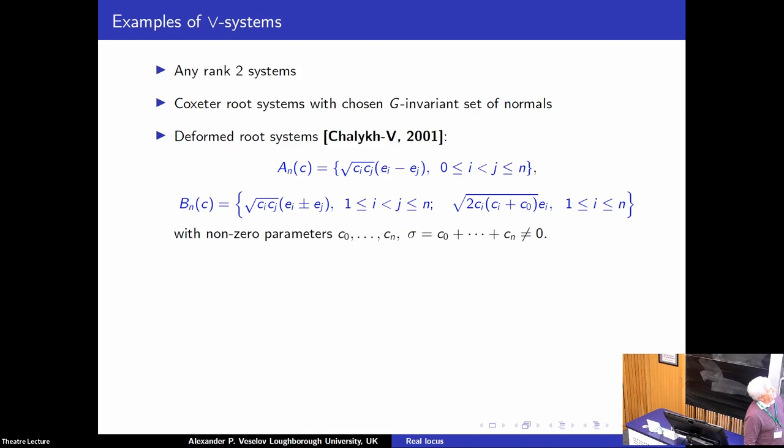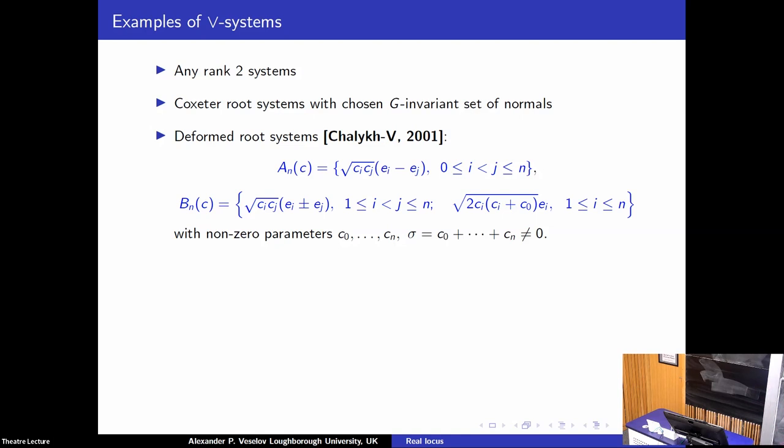And then again, we discovered a deformed root system. But now the deformed root system depends on n parameters. N parameters in dimension n, well, n plus one, but up to scaling it's essentially n parameters. And this is very special. So you take e_i minus e_j, which is a normal, and then you can change any root, right? And I said that it must be invariant. Now it's not invariant, right? But it's very carefully chosen.